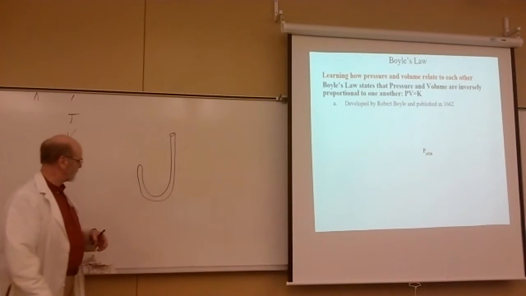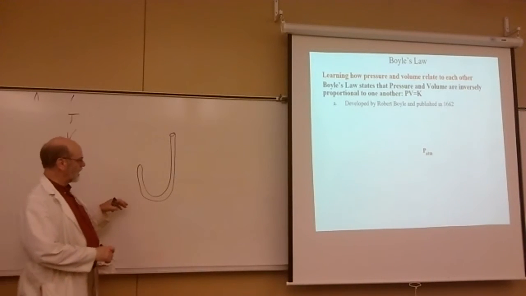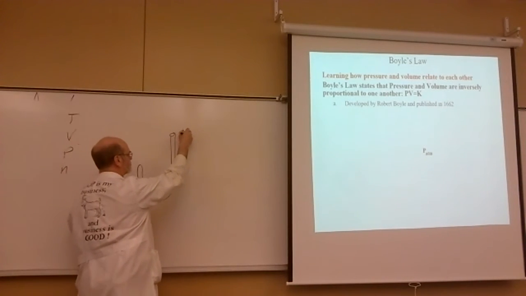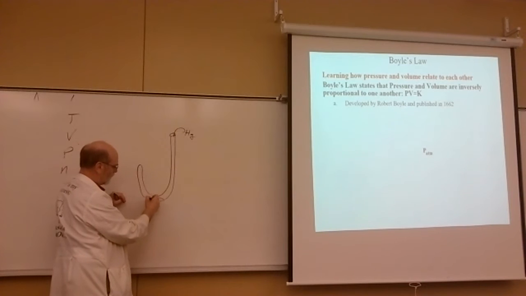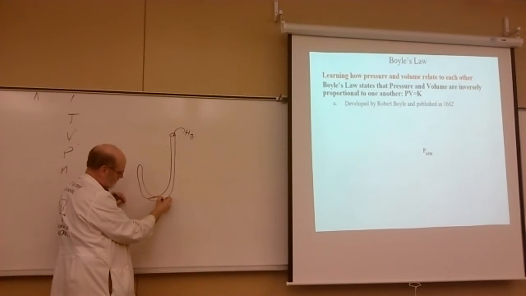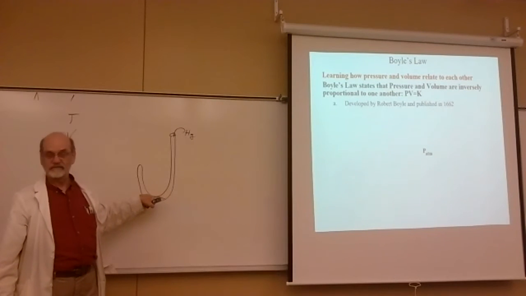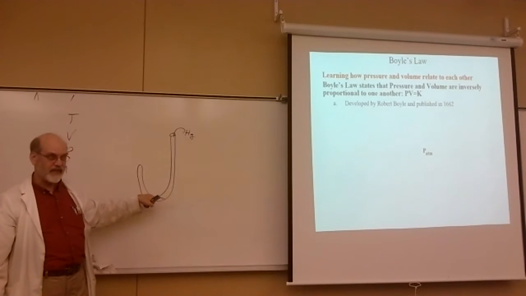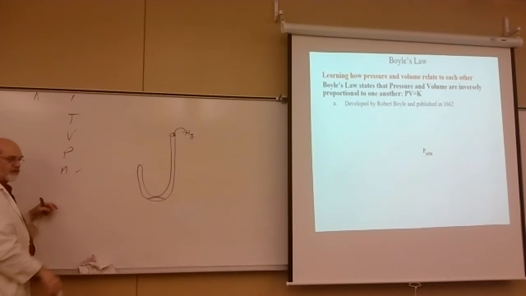Okay. So it's open at one end, closed at the other. And he started pouring mercury in here. And it would puddle in the bottom, and it would keep puddling until it touched that curve. And when it touched that curve, it trapped the gas in here. And so this gas is trapped. He's not going to put any more in it, so that's constant.